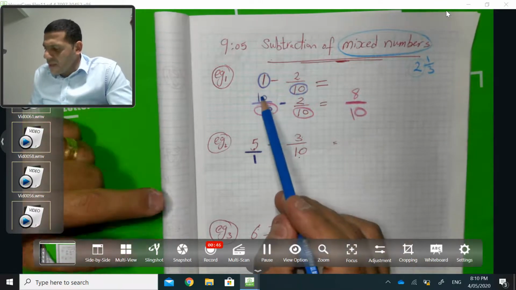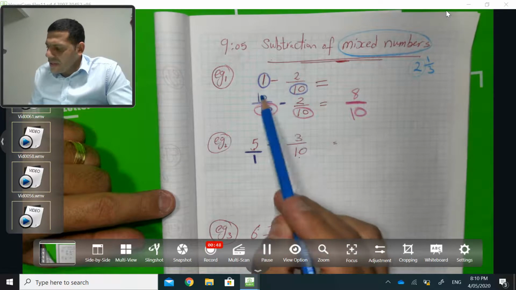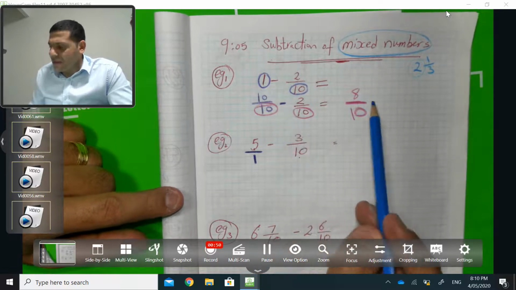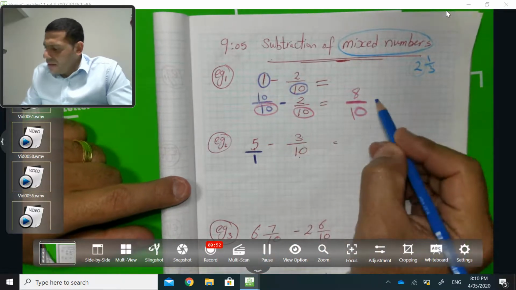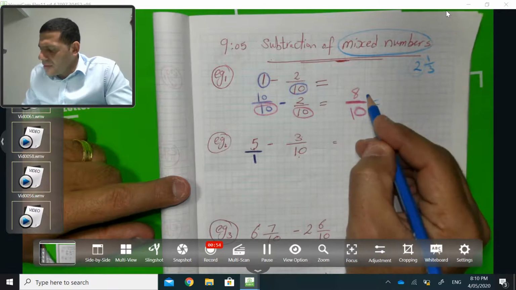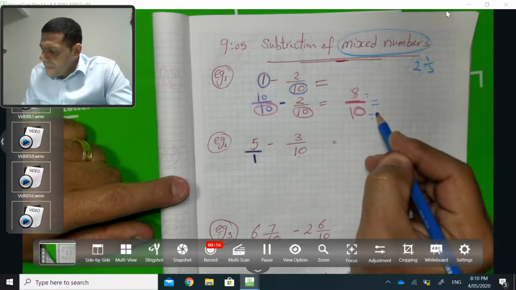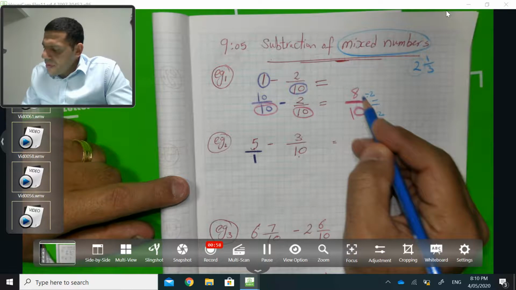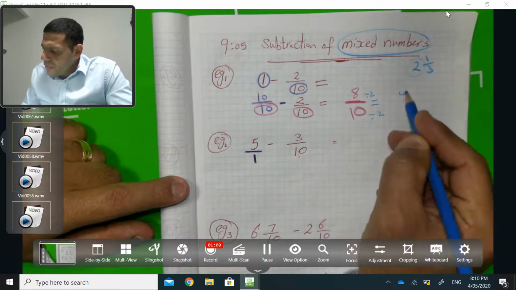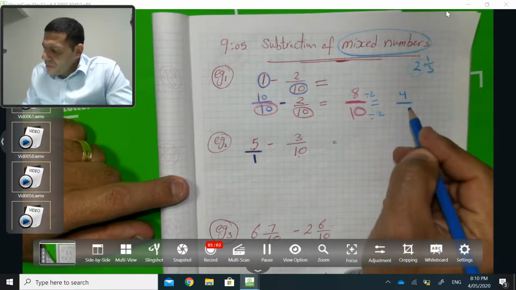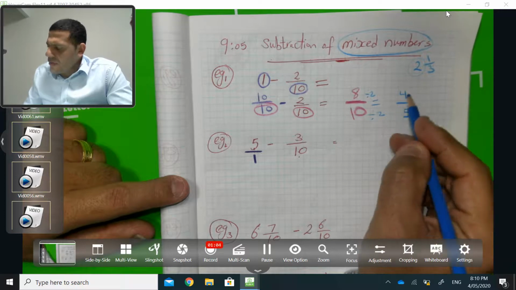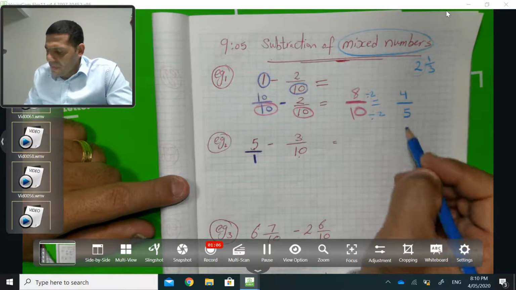So now we can subtract the numerators. 10 minus 2 is 8, so 8 over 10. My advice is that you need to simplify it. Divide both numbers by 2. 8 divided by 2 is 4, 10 divided by 2 is 5, and 4 over 5 we name the simplest form of the fraction.